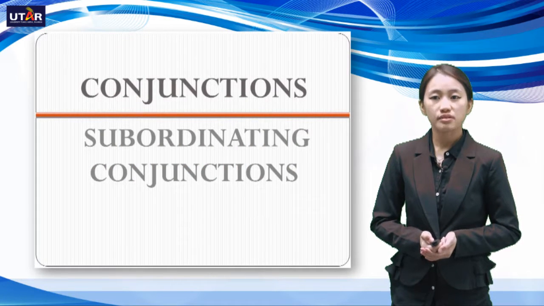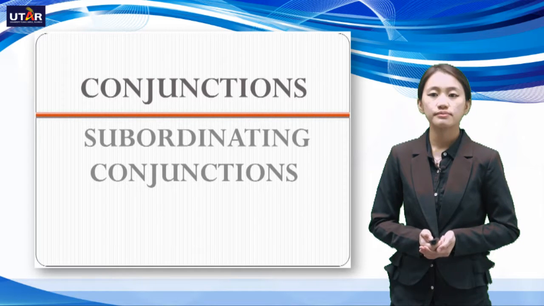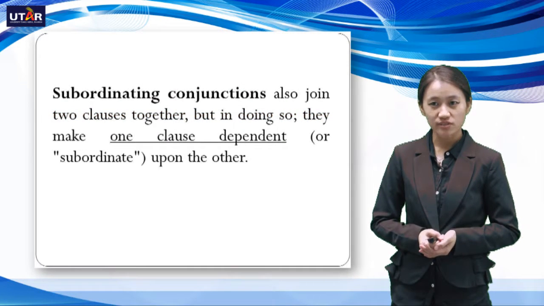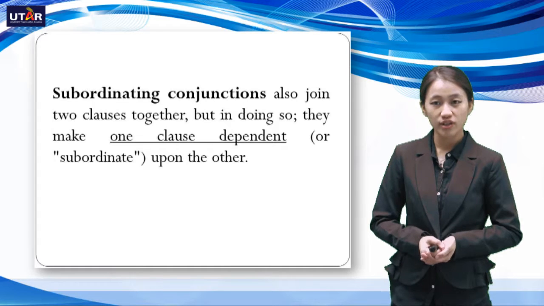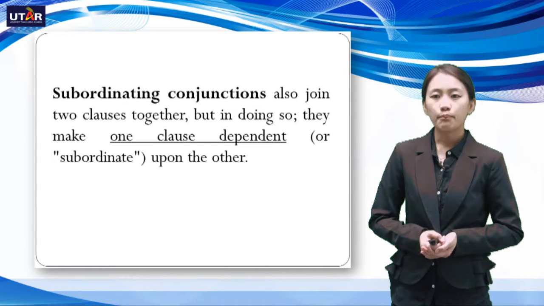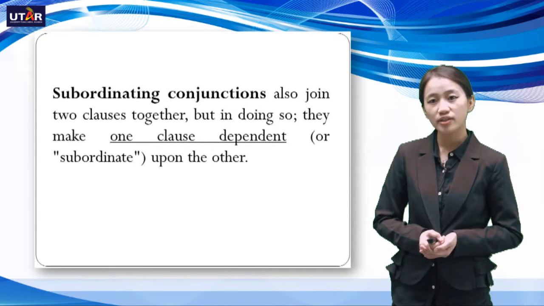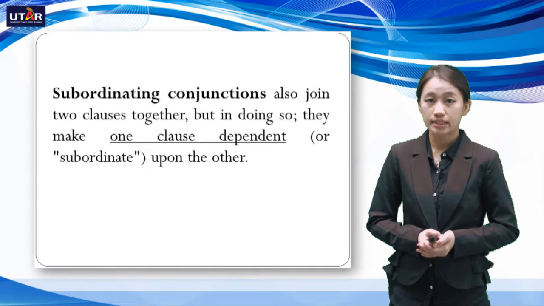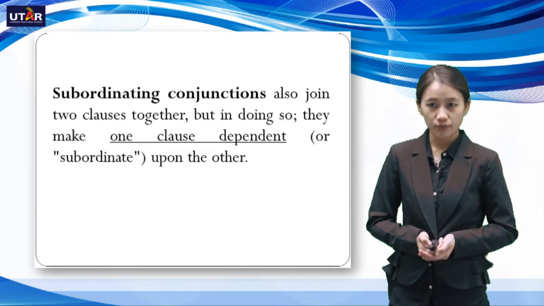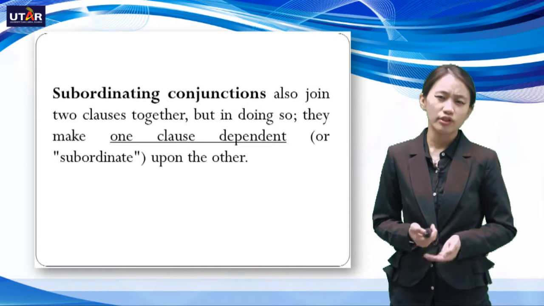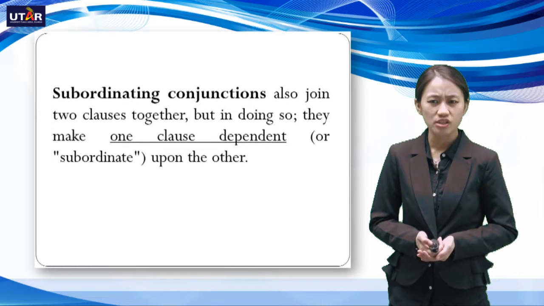Next would be subordinating conjunctions. Subordinating conjunctions also join 2 clauses together. However, by doing so, they actually make one clause dependent, or another word we call subordinate, upon the other. Now let's look at the example to understand further with this explanation.